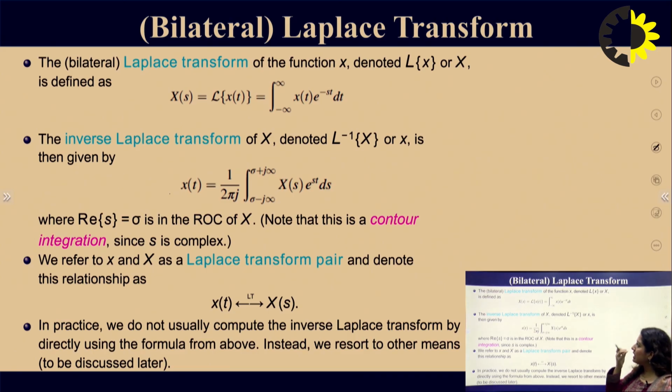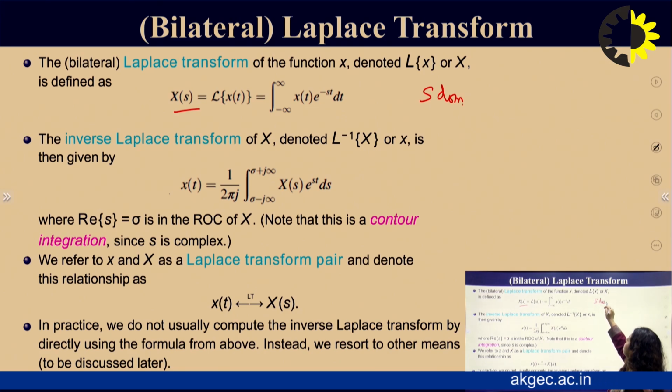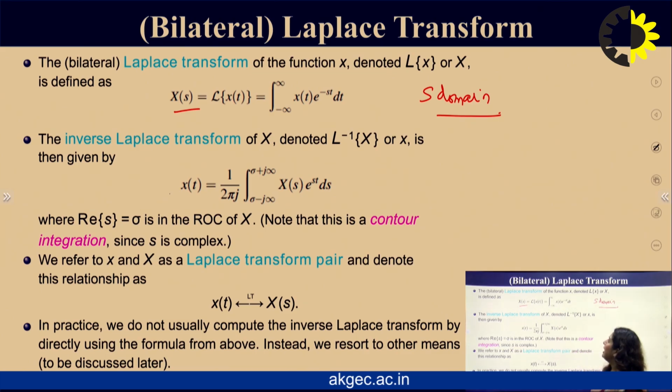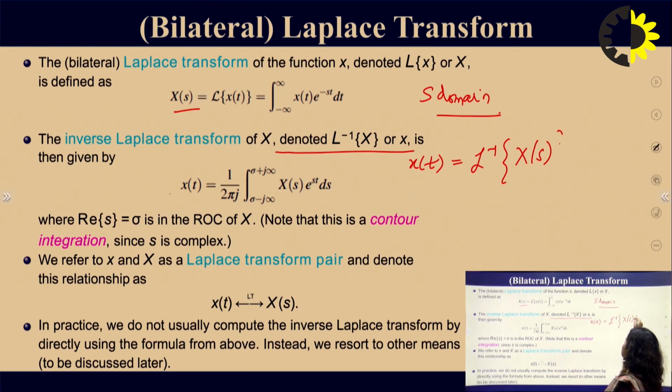So, we just start with the bilateral Laplace transform. The formula for the bilateral Laplace transform of the function x(t) can be represented as X(s). In Laplace transform, we generally use the s domain. So, the formula is the integral from minus infinity to infinity of x(t) e to the power minus st dt. The inverse Laplace transform gives x(t) from X(s), and this can be represented as 1 upon 2 pi j times the integral from sigma minus j infinity to sigma plus j infinity of X(s) e to the power st ds.